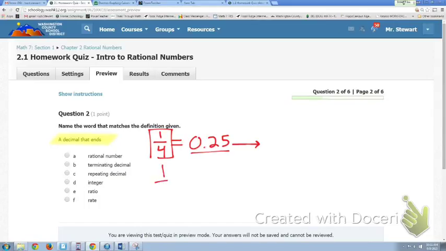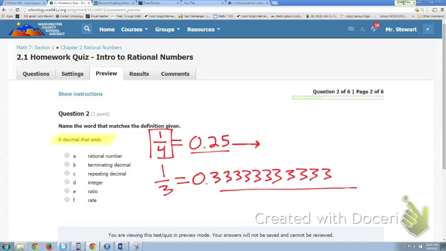But what if I did something like this, 1/3? Well, in this case, if you were to type this in your calculator, this would be a decimal that never ends, that continues repeating. So 1/3 would be the same as 0.33333333333, and by the way, it's never going to end.